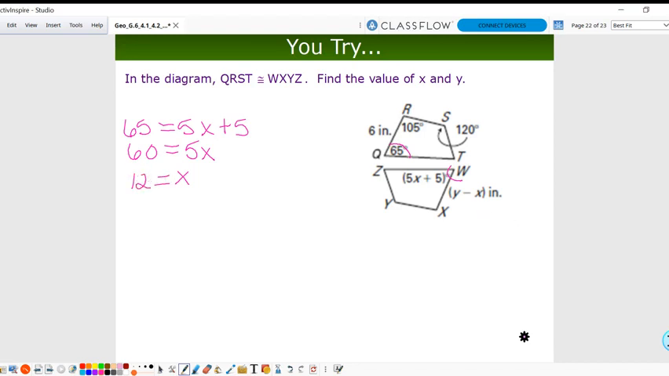And let's see what else we can figure out. We need to find the value of x, and we need to find the value of y, which is right in here. So this side, WX, here's WX, is congruent to QR, which is here. So we have 6 equals y minus x. Oops. Yeah, and we said x was 12. So I'm just plugging in my x value. I'm going to add 12 to both sides. We'll get a y value of 18.